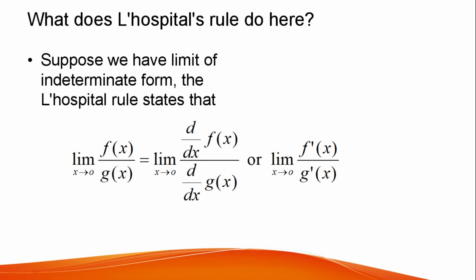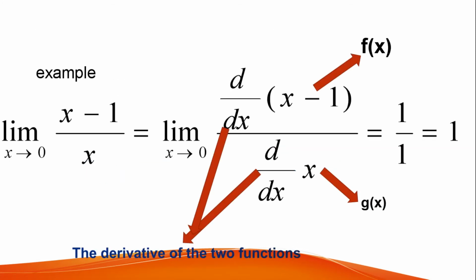Suppose we have a limit of indeterminate form. L'Hopital's rule states that the limit as x goes to a of f of x over g of x is equal to the derivative of the top function over the derivative of the down function. Example: the limit as x goes to 1 of (x minus 1) all over x is an indeterminate limit. So here we can use L'Hopital's rule by finding the derivative of the top function and then finding the derivative of the down function.